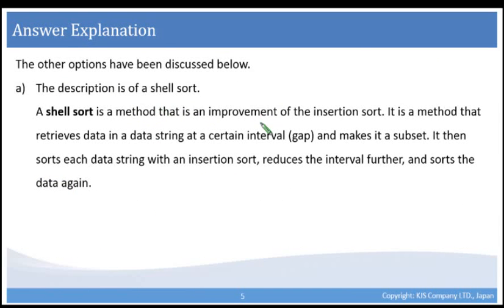So let's briefly have a look at the other answers before we look at the heap sort in some more detail. In A, the description is of a shell sort. A shell sort is a method that is an improvement on the insertion sort. It retrieves data in a data string at a certain interval or gap and makes it a subset. It then sorts each data string with an insertion sort, reduces the interval further, and sorts the data again.